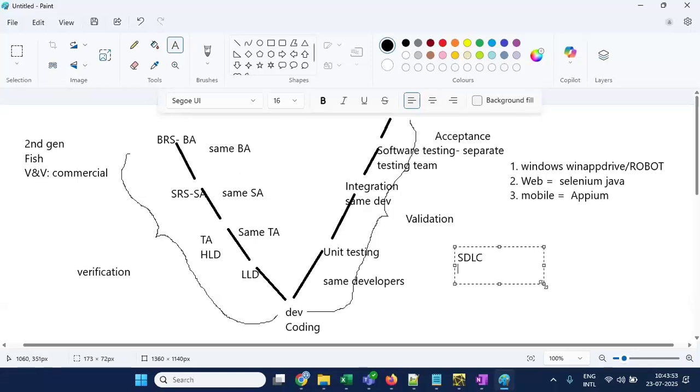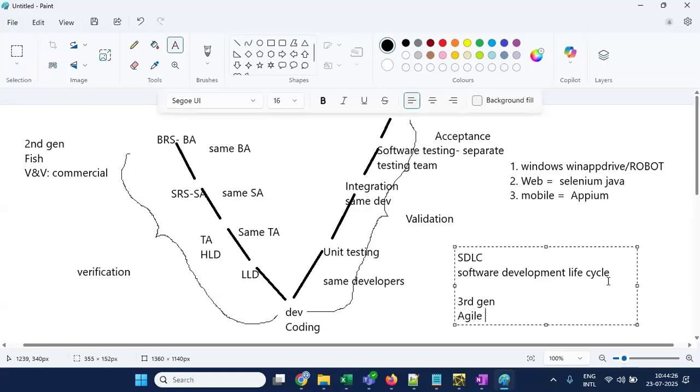That's why we call this stage the software development life cycle. You should understand this life cycle to understand the flow of how development and testing will be done. Under that, I am explaining the first gen and second gen. First gen we have already covered with waterfall and these things. In second gen we have the fish and V&V process. The most popular will be the third gen process, in which we have the Agile Scrum process. This is what we have to understand.